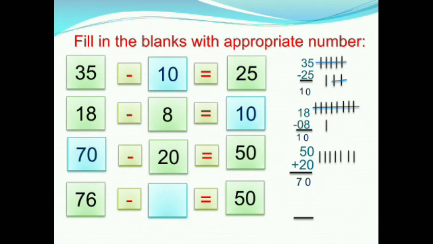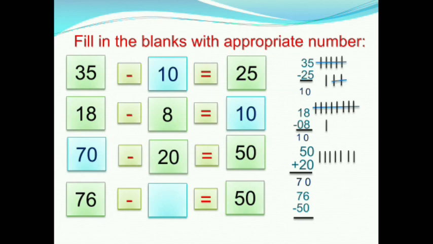Children, in the last question we have 76 minus dash is equal to 50. Here, what is the answer? Yes, 50 is the answer. Here the question is 76 and answer is 50. To get the answer, we should subtract 50 from 76. First, we should subtract unit place digits. They are 6 and 0.